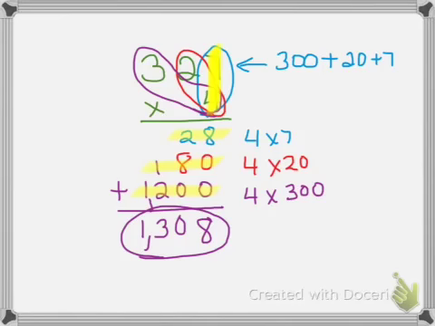So we do 4 times 7 is 28. Then we do 4 times 20. Remember that there. 4 times 20 is 80. And then 4 times 300, which is 1,200.